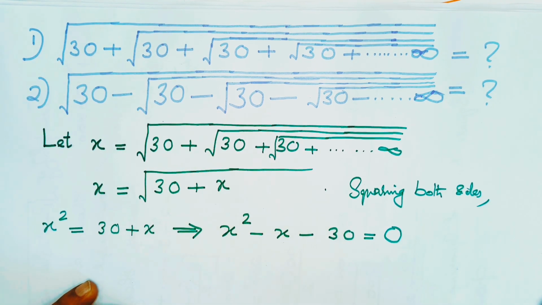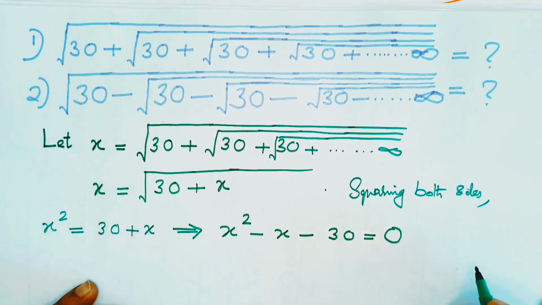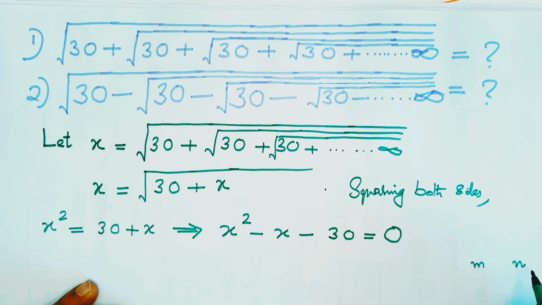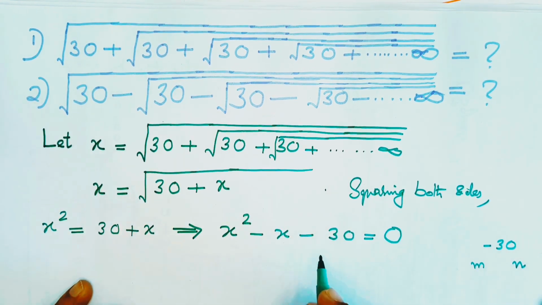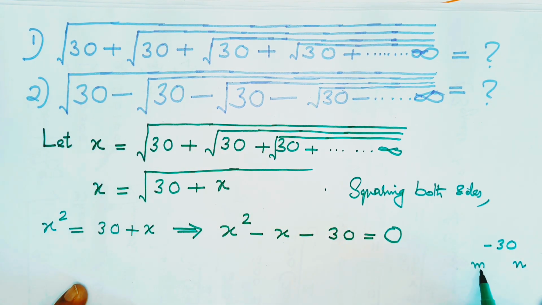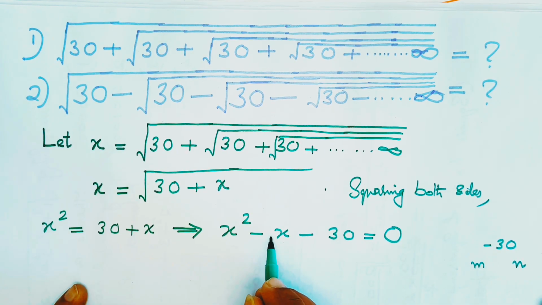In factorization method, what do you do for solving a quadratic equation? Basically, you're finding two numbers, say m and n, such that their product should be minus 30. That is a constant term in the quadratic equation. And their sum should be minus 1. Which is the coefficient of the x term.